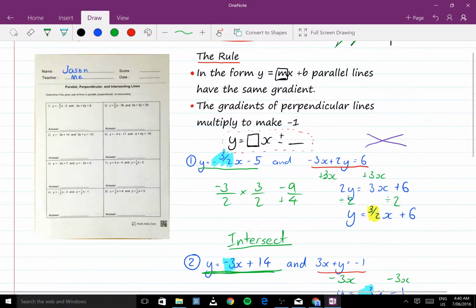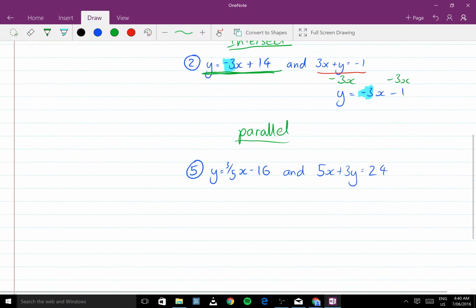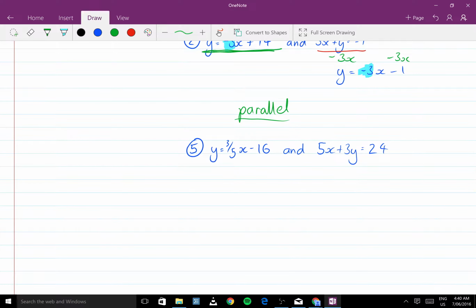Okay, finally, I have question 5. So question 5, again, my first one's in that form that I want, y equals some number in front of the x, and here it's a fraction, but that's groovy, plus or minus something. But this second one, again, I need to change to make it look like that sort of form there.